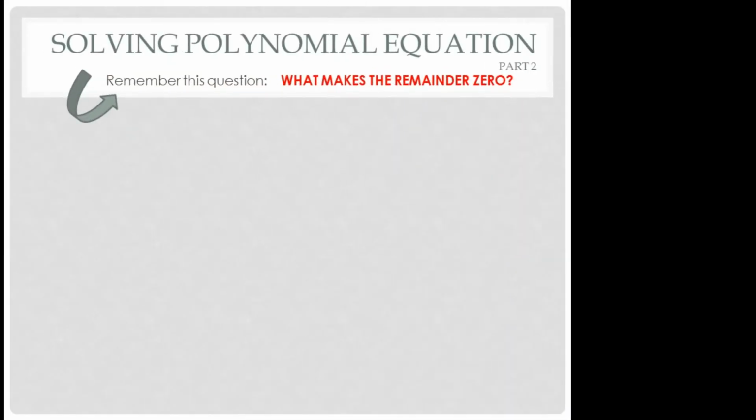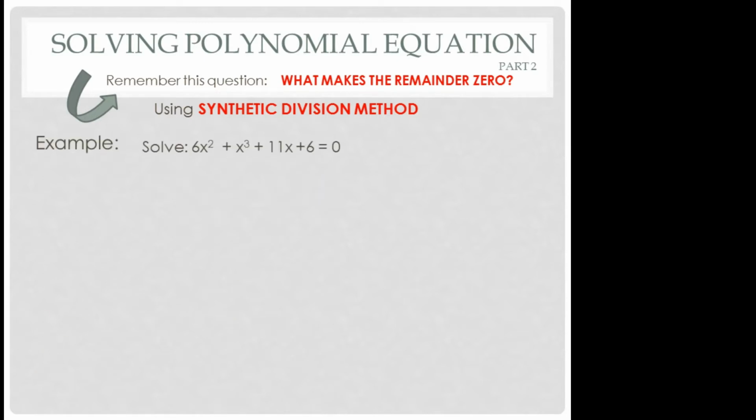I will present to you this time another way of solving polynomial equation using synthetic division method. In synthetic division method, always remember this question. What makes the remainder 0? Example, solve x cubed plus 6x squared plus 11x plus 6 equals 0 using synthetic division.